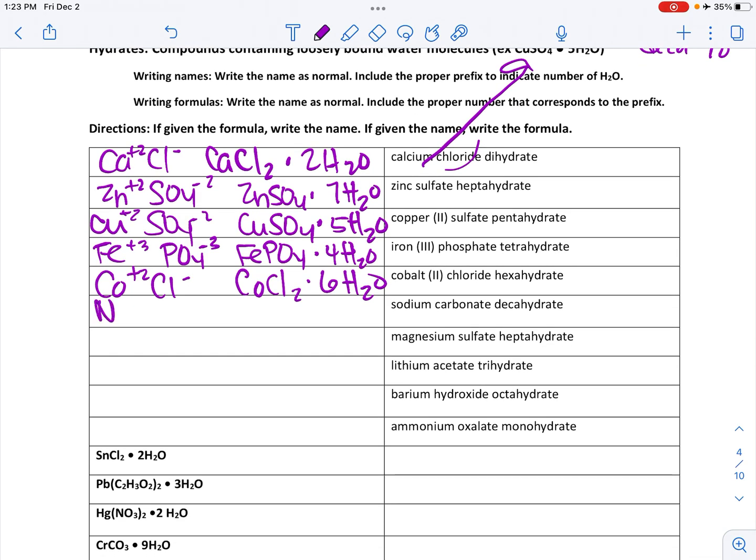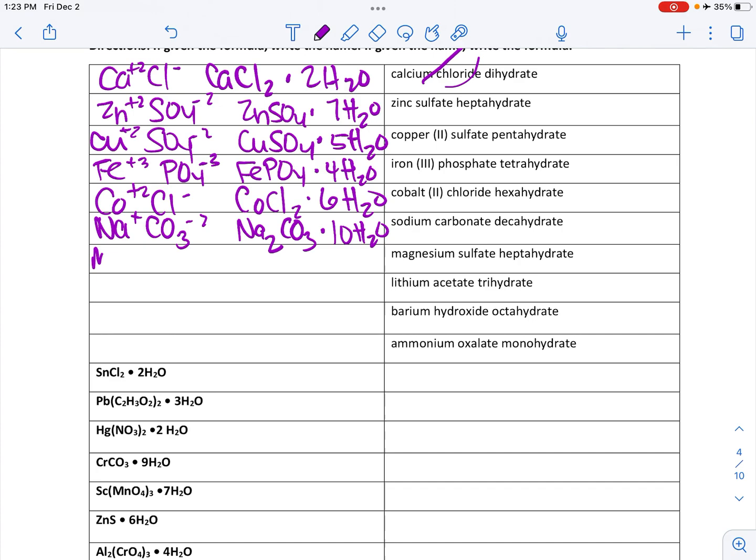Sodium carbonate, Na+1, carbonate is CO3 -2, so Na2CO3, and a decahydrate is 10H2O. Magnesium is Mg+2, sulfate is SO4 -2, so that's MgSO4. And this is a heptahydrate, 7. Lithium is Li+1. Acetate, C2H3O2 -1, so that cancels. LiC2H3O2, 3H2O. I'm getting messy.